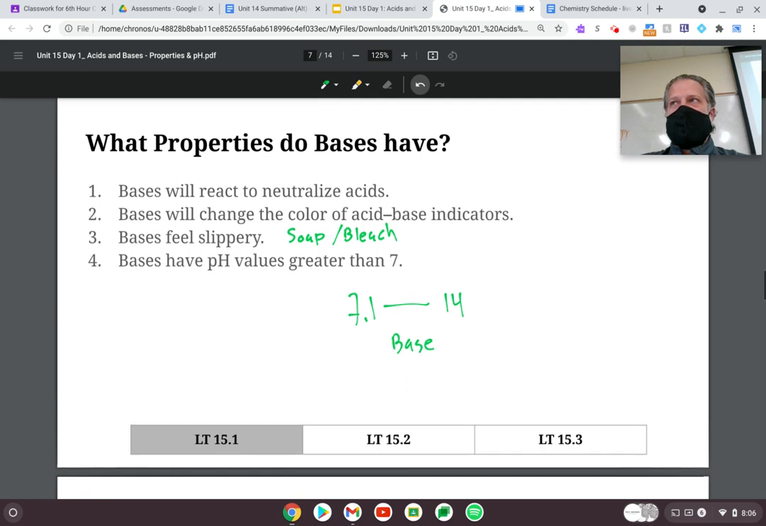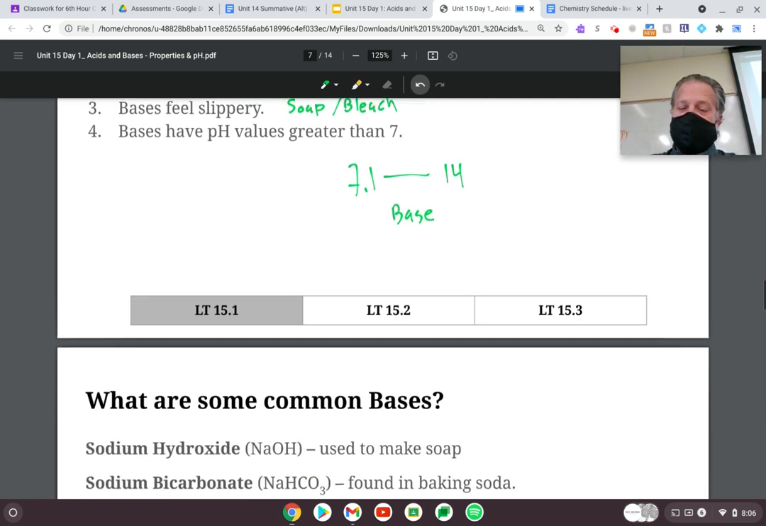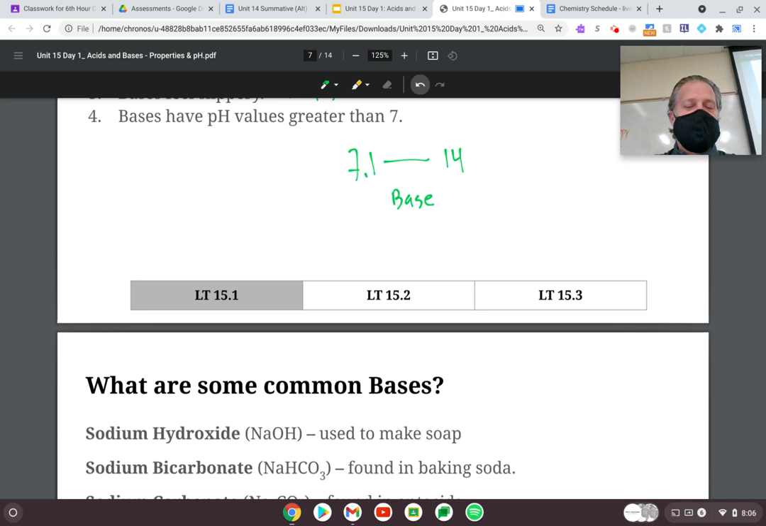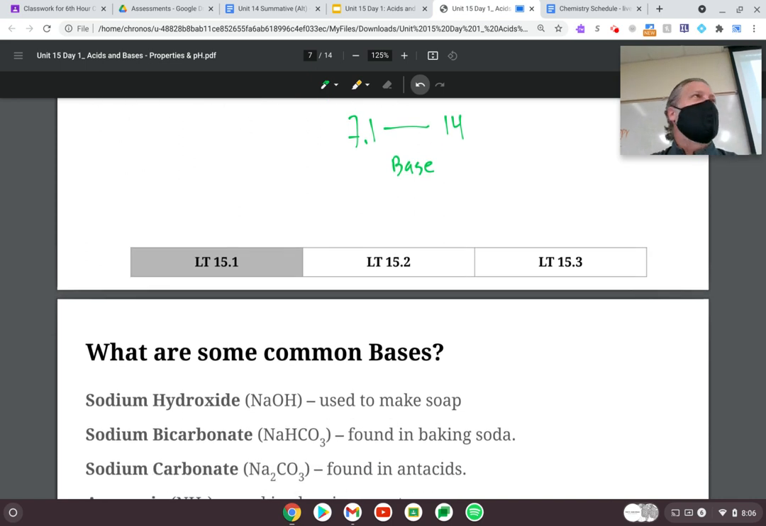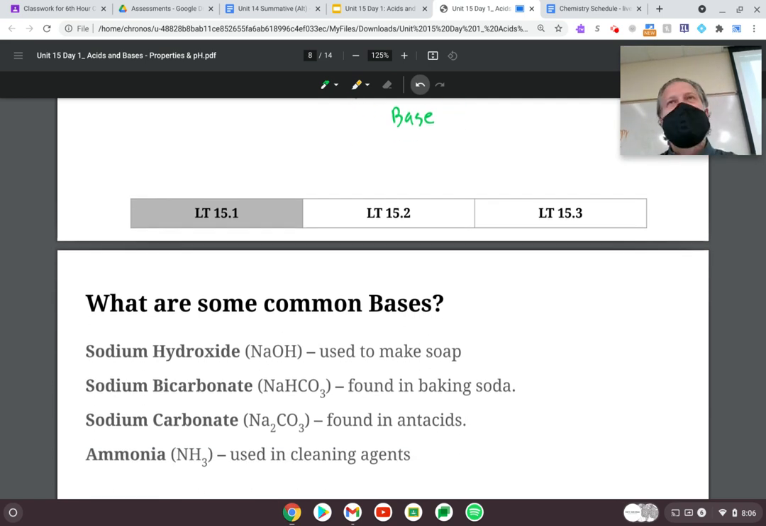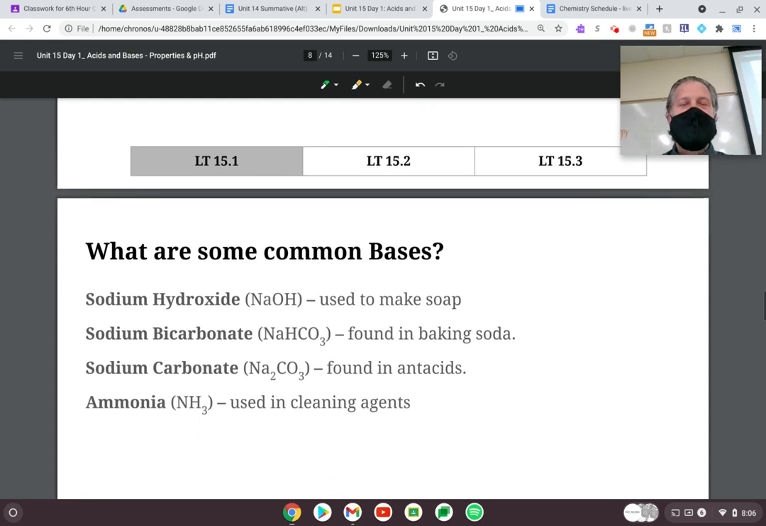And just like we talked about with acids, what are some common bases? One of the common bases is sodium hydroxide. We use that to make soap. Sodium bicarbonate, which is the active ingredient in baking soda that you might have in your refrigerator or in your baking cabinet. Sodium carbonate is found in antacids. So when you've got an upset tummy, you take a Tums, which is essentially a lot of sodium carbonate, and it neutralizes the acid in the stomach. And ammonia, which is a cleaning agent. The most common place you would find ammonia, NH3, in your house is probably Windex or something along those lines to clean the windows.